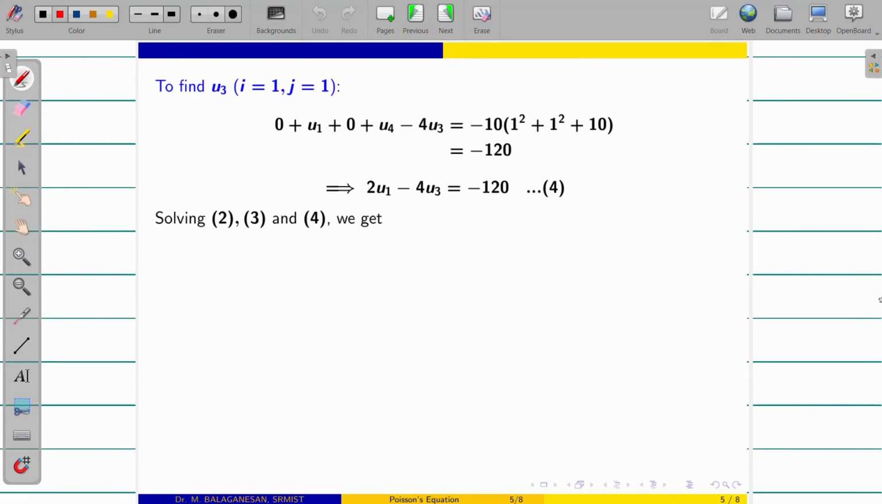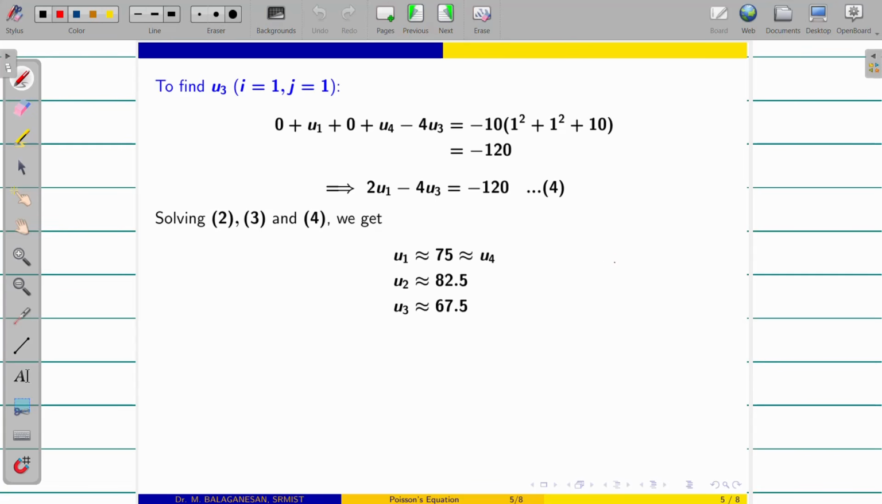Take your calculator, choose equation mode, and it will ask to solve for two unknowns or three unknowns. You should solve for three unknowns. Give the coefficient values, and you can get u1 is 75, u2 is 82.5, u3 is 67.5.